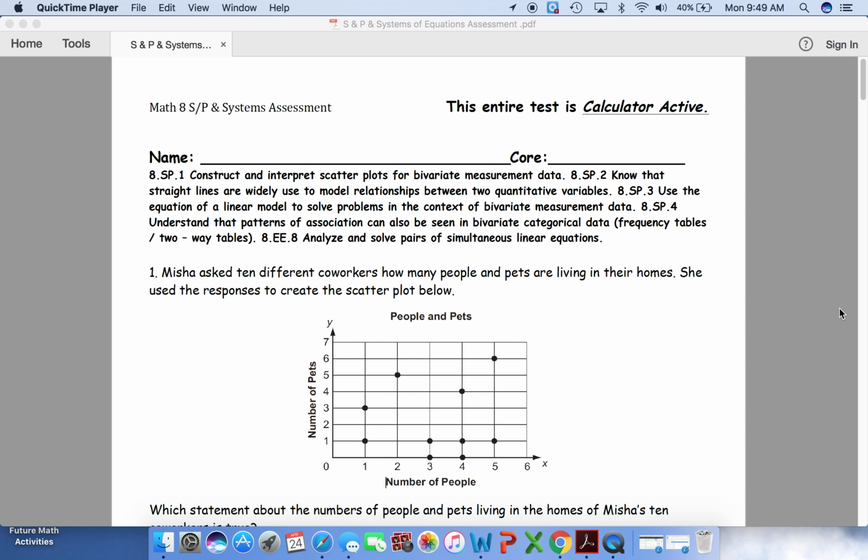On statistics, probability, and systems. This entire assessment is calculator active. Let's begin. I am only reading each question one time. Please pause and rewind to hear it again.